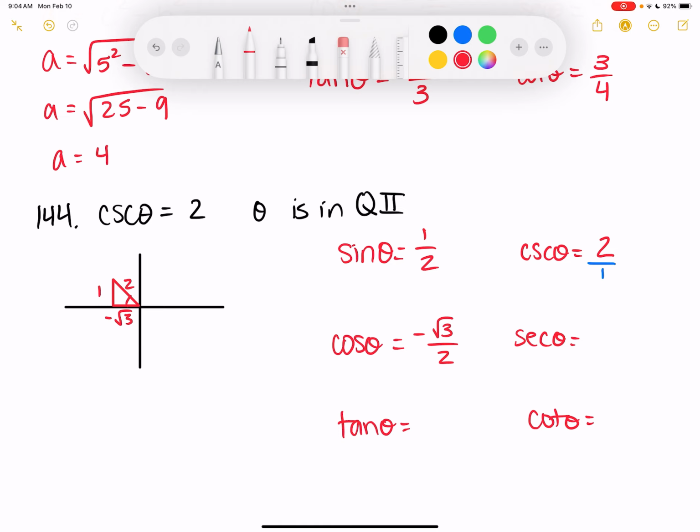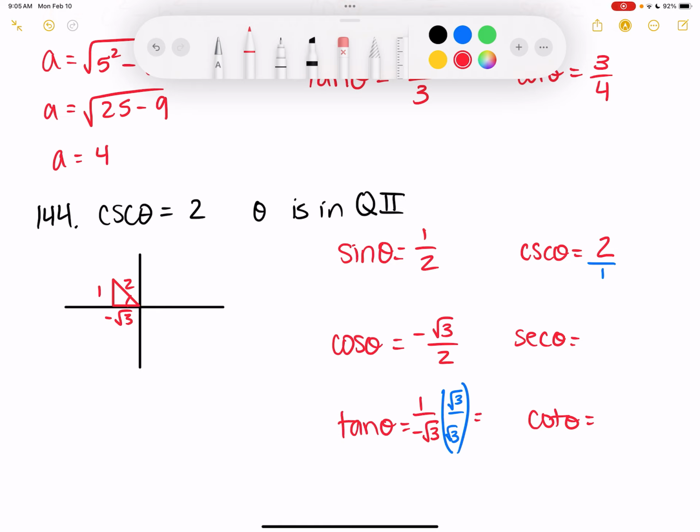All right, then tangent is opposite over adjacent. So what would that be? 1 over negative root 3. 1 over negative root 3. Now, we can't leave a radical on the bottom, so we have to rationalize it. So we multiply by the square root of 3 over the square root of 3. So that's the same thing as multiplying the whole thing by 1.